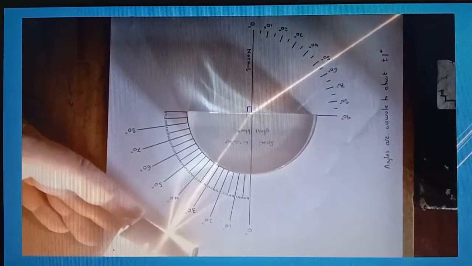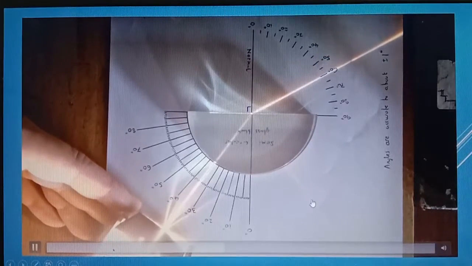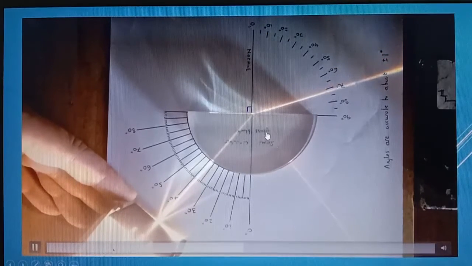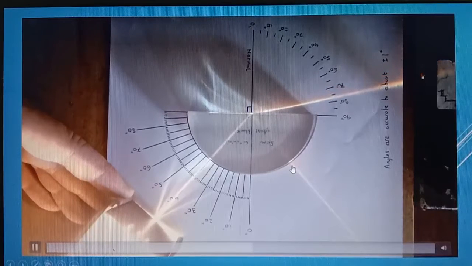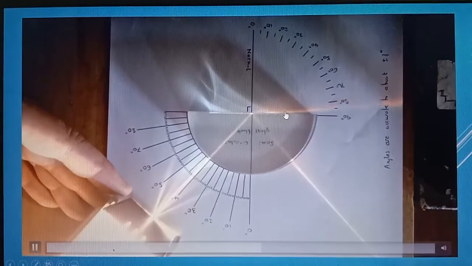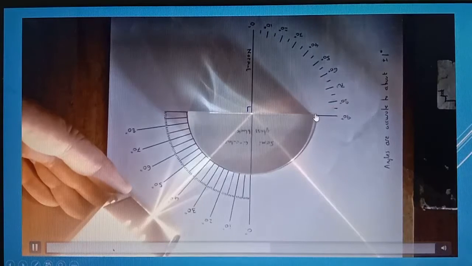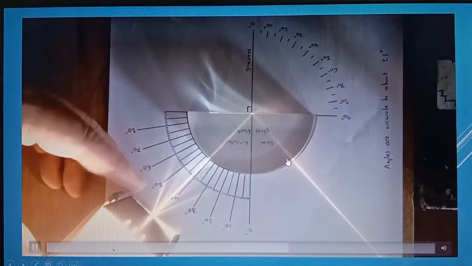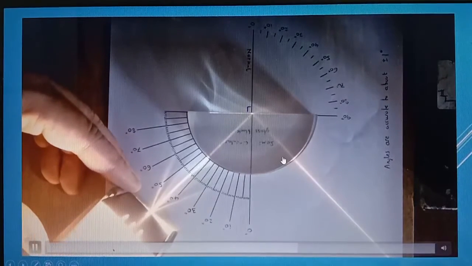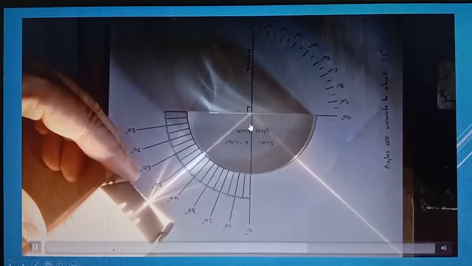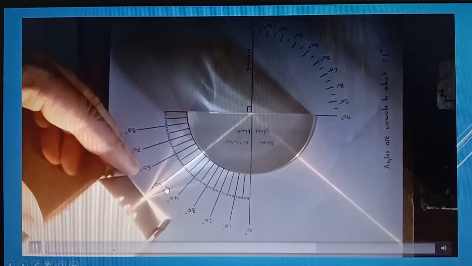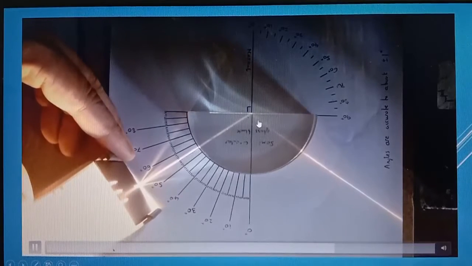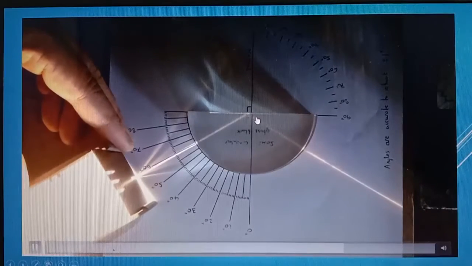So you can see as angle I increases, angle R also increases. Now you can see the amount of light ray that is reflected here keeps increasing. So when the light ray travels along the boundary, when angle R equals 90, you can see a large amount of light ray reflects into the glass block. Now if you increase the angle I further, you can see finally there's no more light ray refracted here. All will be traveling in the glass.